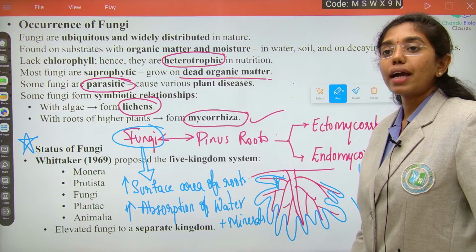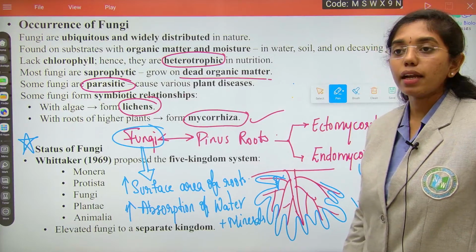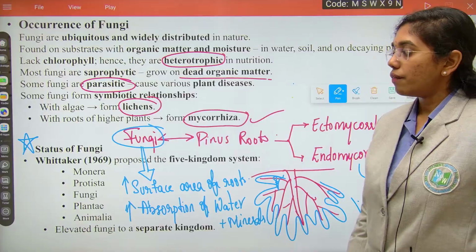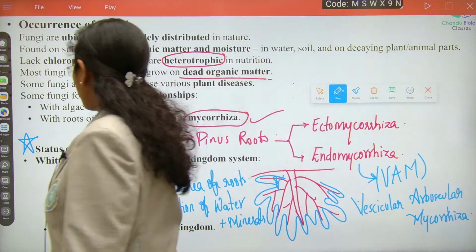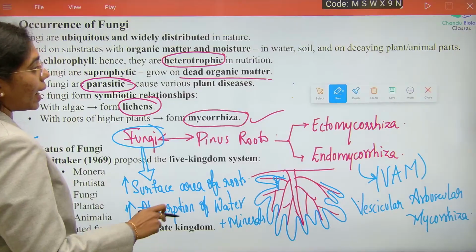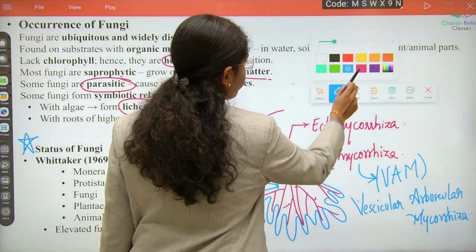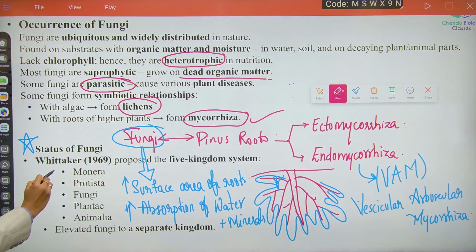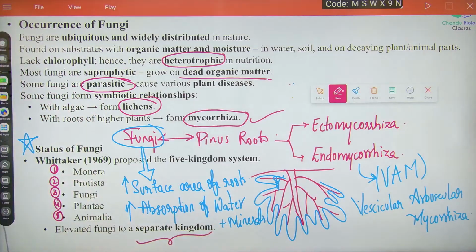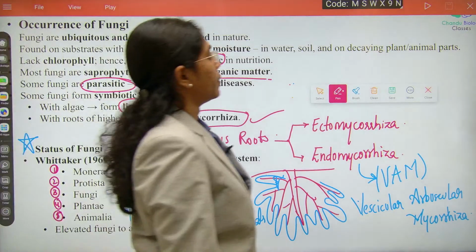Separate kingdom of fungi is given by R.H. Whittaker in the five kingdom system of classification, where we have five kingdoms: Monera, Protista, fungi, Plantae and Animalia. Fungi were elevated to a separate kingdom in the five kingdom system. Clear till here? Any doubt anywhere?